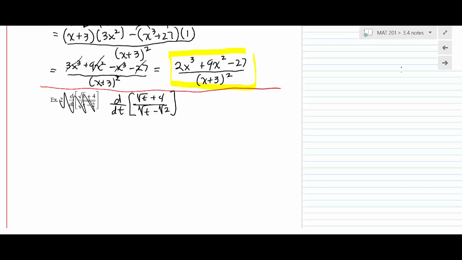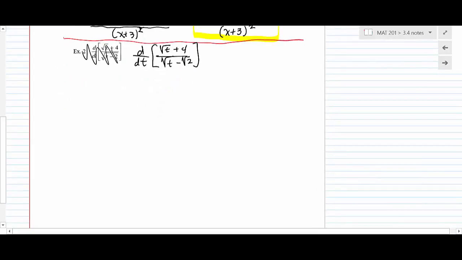All right, so what we're going to do on this one, first thing you want to do is you want to get this set up in your quotient rule. So when you do that, you're going to write the bottom down, whatever it is. So that's square root of t minus square root of 2.